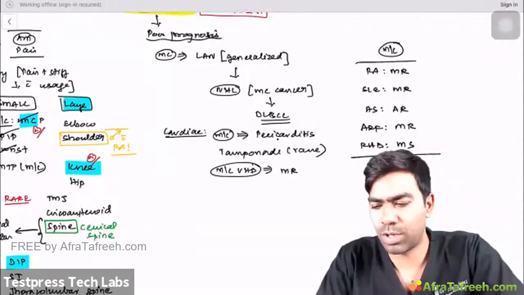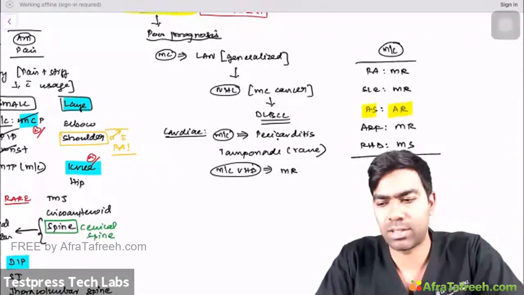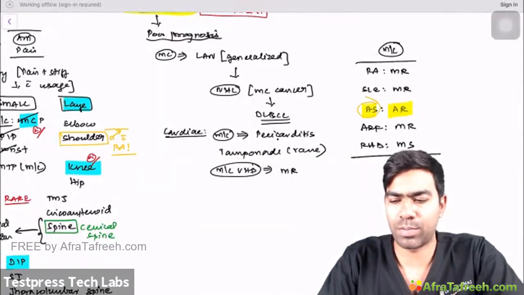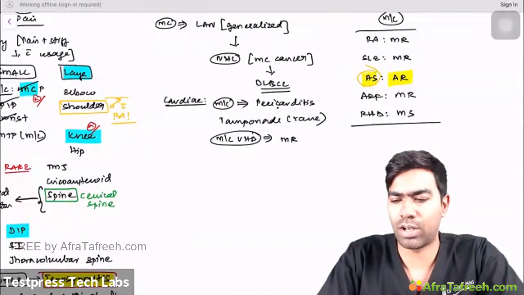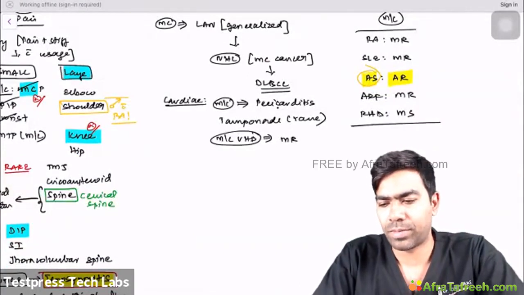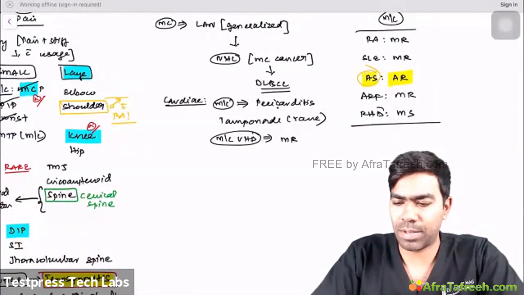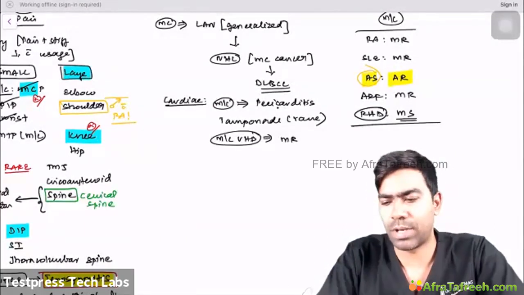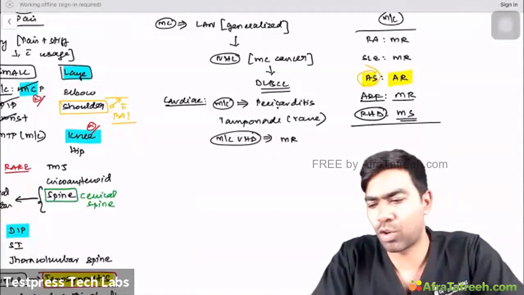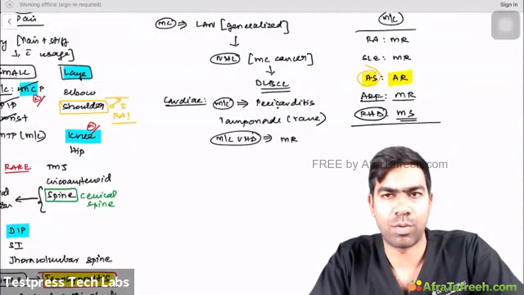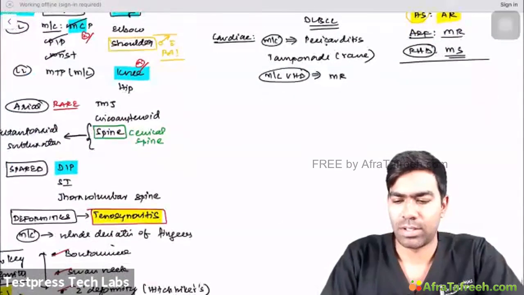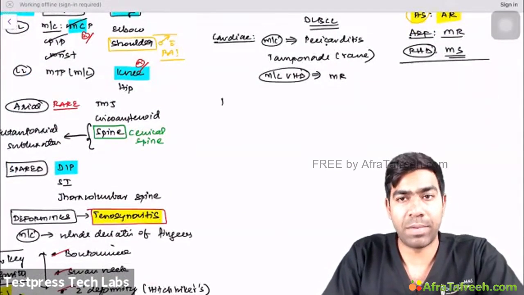So the most important thing is to understand AS in ankylosing spondylitis. Here AS means ankylosing spondylitis. In ankylosing spondylitis, most common is AR, not mitral regurgitation. And at the same time, in rheumatic heart disease, it is again mitral stenosis. We know that. But in acute rheumatic fever, it is MR. Remember, acute rheumatic fever is a little different from rheumatic heart disease. Both are not the same in the first place. And then we can have pulmonary involvement.